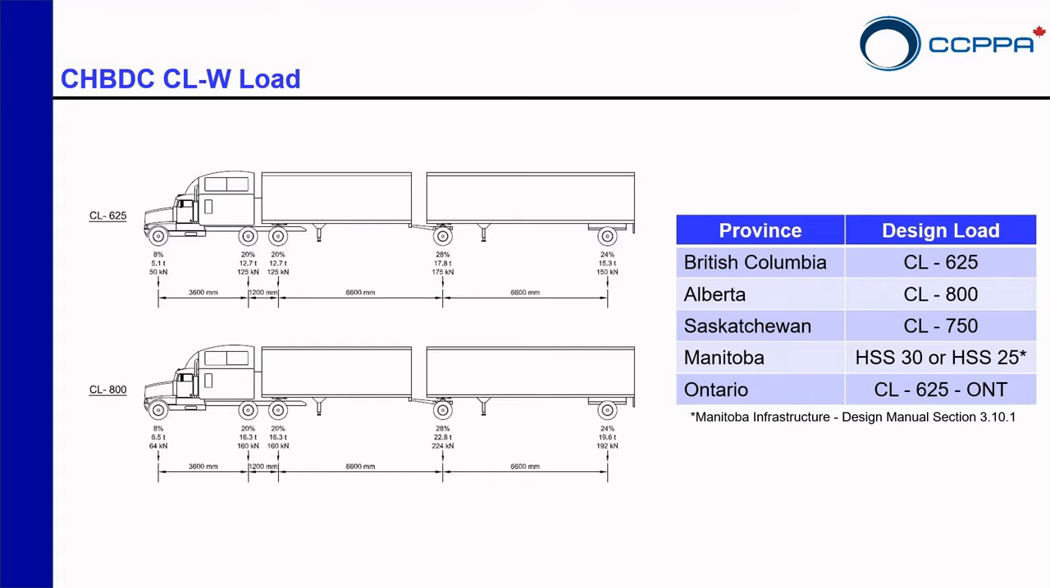So for your truck load in Canada, we have the Canadian Highway Bridge Design Code CL-W load. It is required to design your highways as a CL-625 unless a province indicates otherwise. I have a table here on the right to show you the different design loads for different provinces. So always check what the design load requirement is in your province.